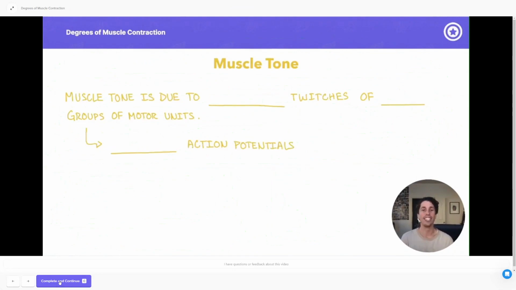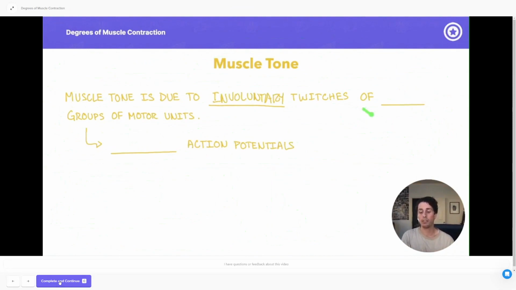So muscle tone is a really important concept because when we're sitting here, like I'm sitting right now, I don't really have to think about keeping my neck upright. I don't really have to think about sitting upright. It just kind of happens, right? And that's actually due to muscle tone itself. Muscle tone is happening because of involuntary twitches. Like I said, we don't have to really think about doing this, so it's going to be involuntary.